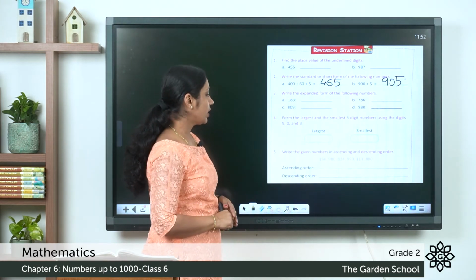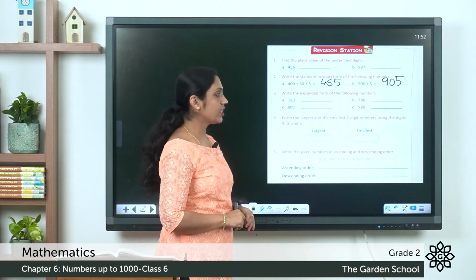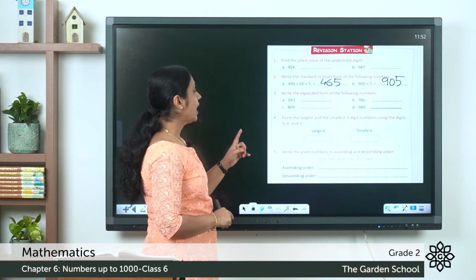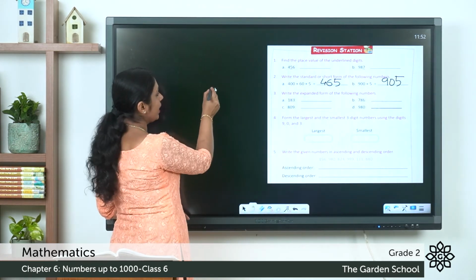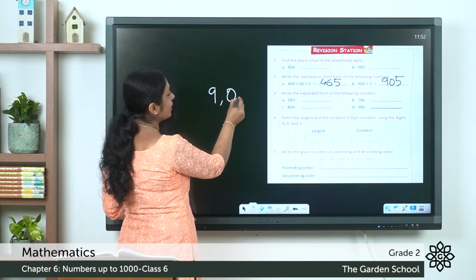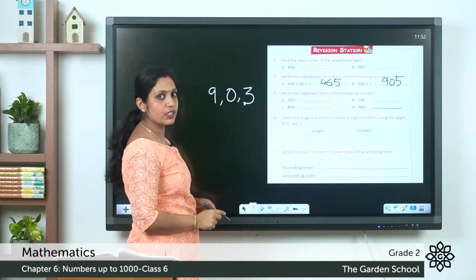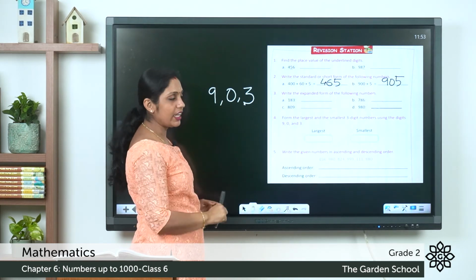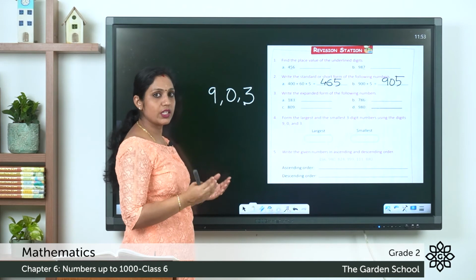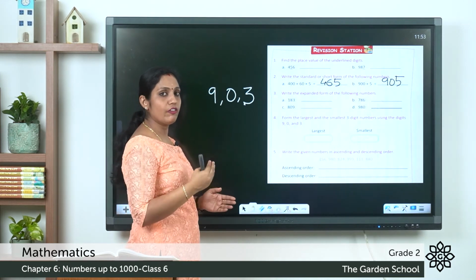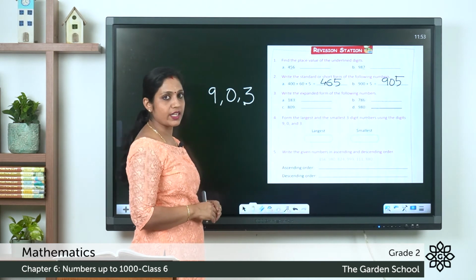Let's look at the fourth question. Form the largest and the smallest 3-digit numbers using the digits 9, 0 and 3. So the digits 9, 0 and 3 have been given. We have to find out the possible numbers of these 3 digits and then find out the largest number and smallest number. So you can write this down in your notebook.